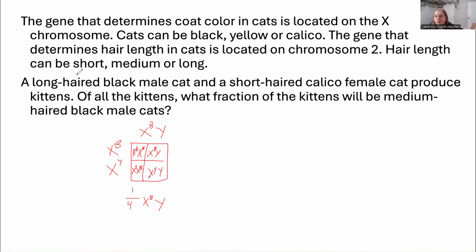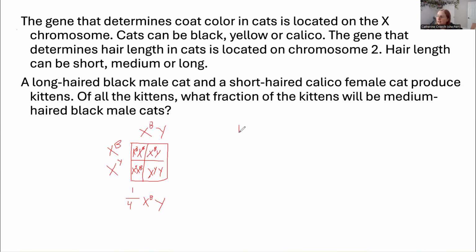Now let's look at the second part. Long hair is on chromosome 2. We have one long-haired cat, and it's autosomal because it's chromosome 2, which means you don't need to use the X's and the Y's. You only use the X and the Y's when you're looking at X-linked, also called sex-linked. So if it's not on the X chromosome, then you don't need to use the X and the Y's. That's the biggest mistake I see of students, is they want to add the X and the Y's.